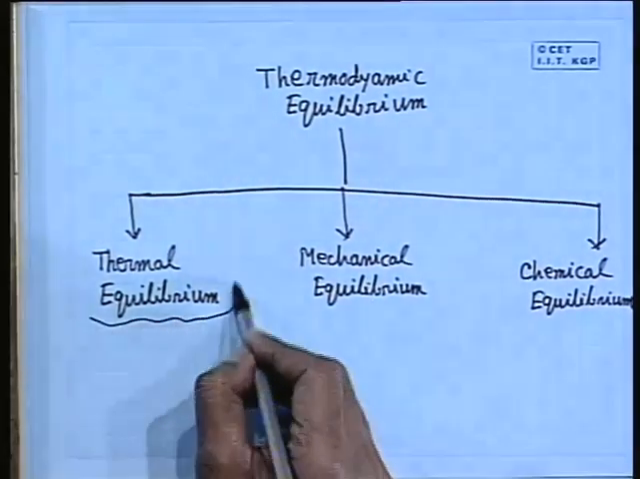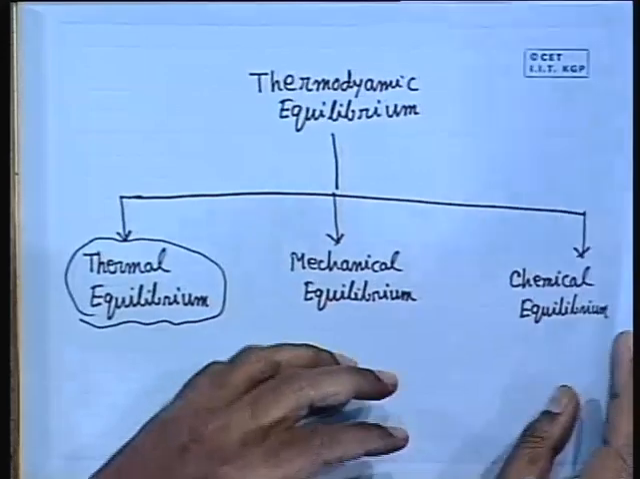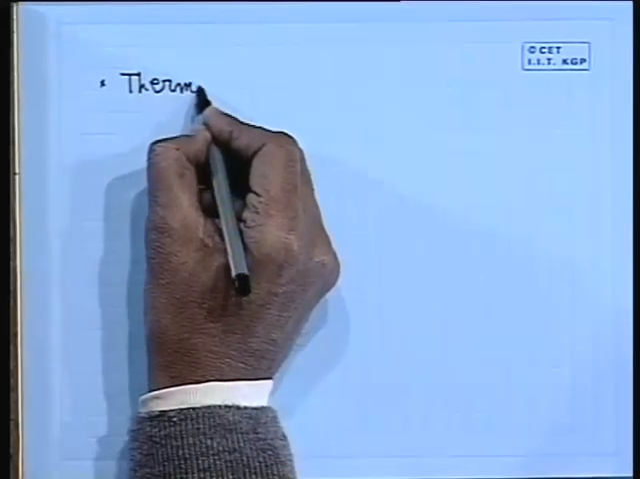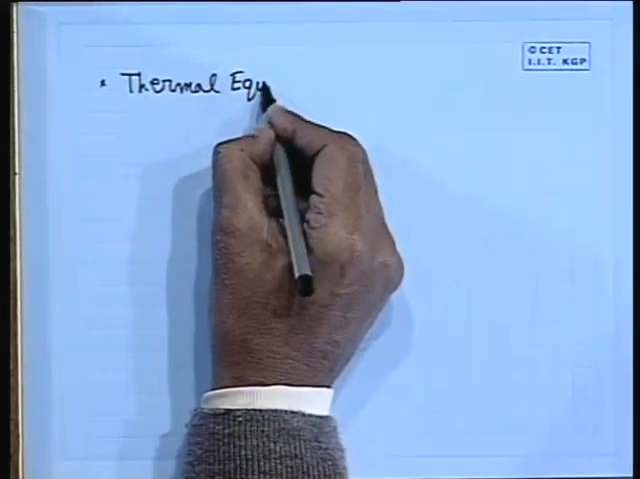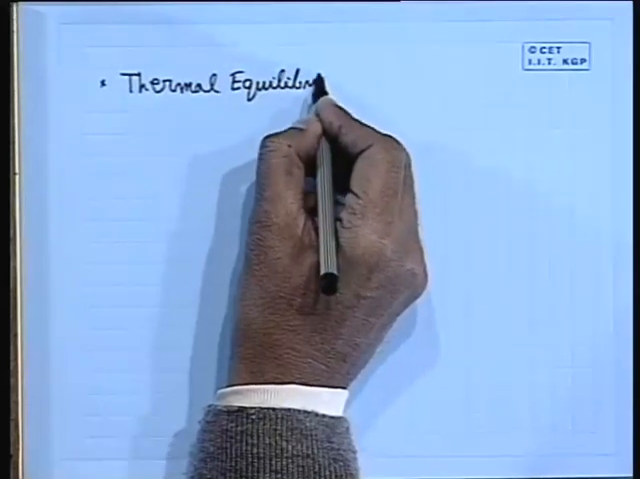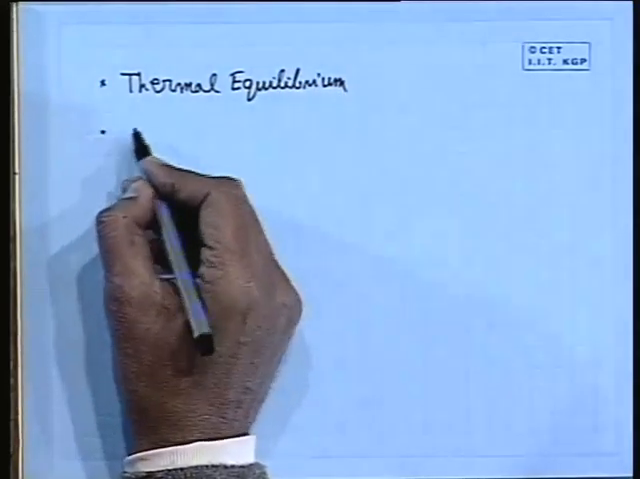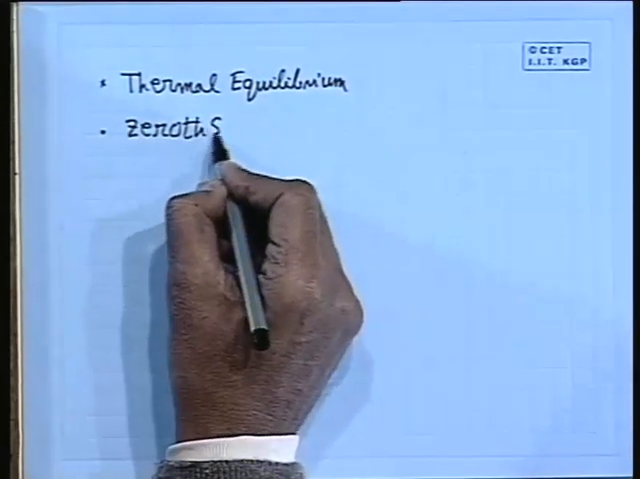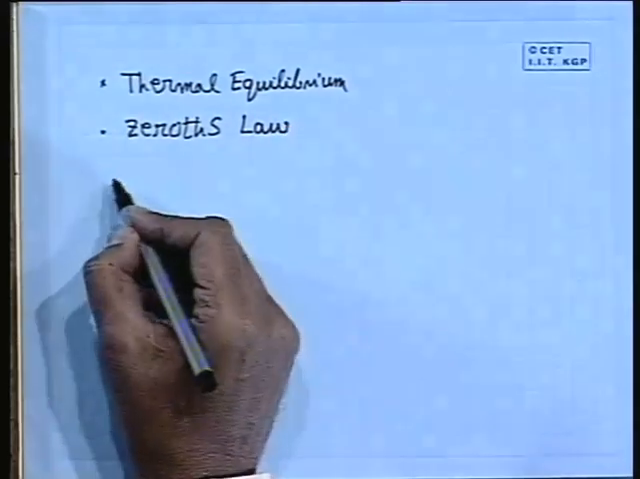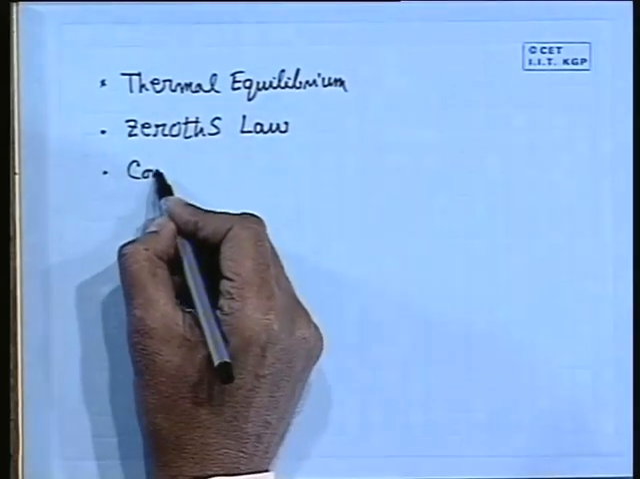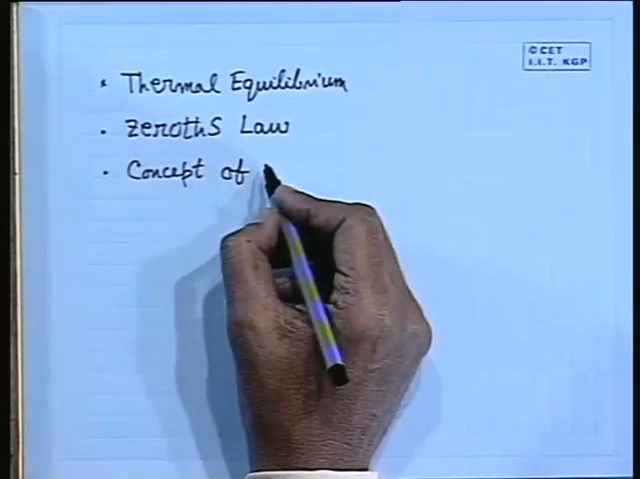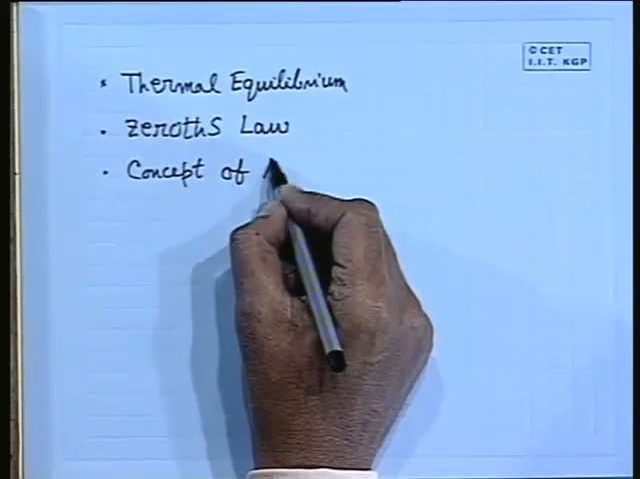Let us first discuss thermal equilibrium. Regarding thermal equilibrium, there are three issues which come into the picture. One is thermal equilibrium itself. What is thermal equilibrium? In this context, one very important law of classical thermodynamics is the Zeroth Law. Then the concept of temperature. It is the thermal equilibrium and the Zeroth Law which define temperature.